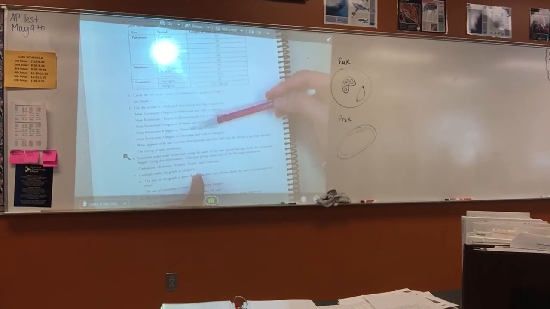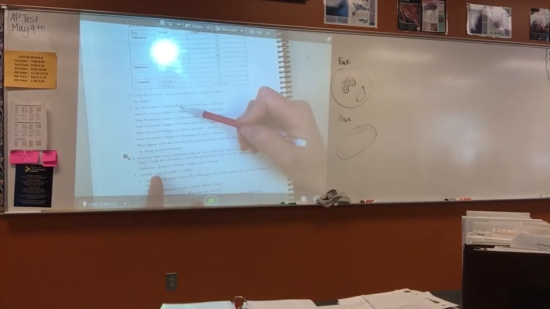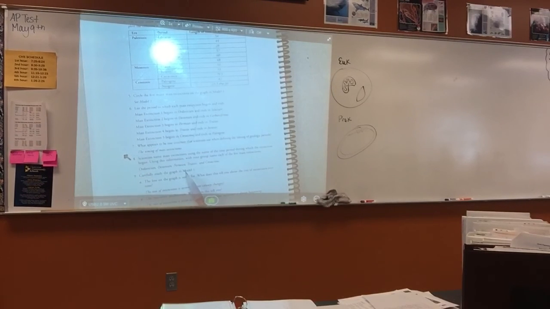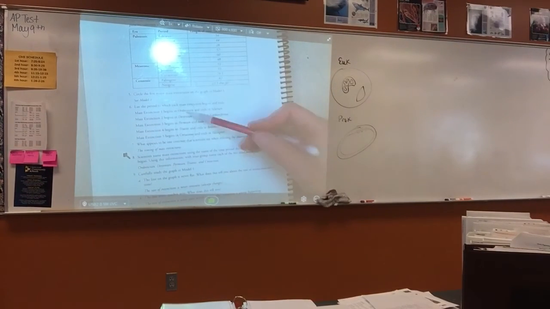these mass extinctions are named based upon the period in which they started. So all of these 5 that you wrote in each of the first blanks are the names of the extinctions. So it's like the Permian extinction and so on, all right?